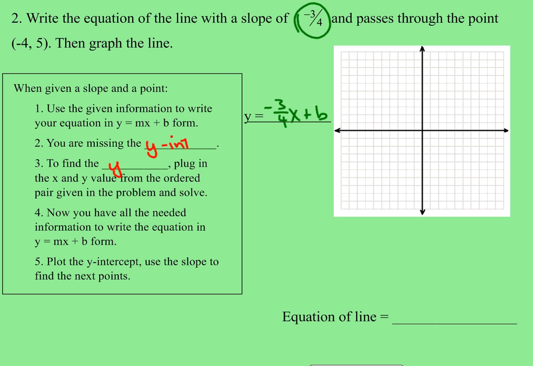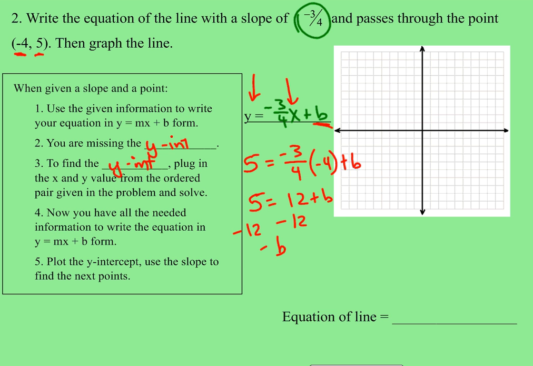I'm missing the y-intercept and I don't know what that is. To find the y-intercept, what I can do is actually put in x and y into here and figure out what b is. All right, I've got one x, I've got one y, -4 and 5. So it's going to be 5 equals -3/4 times -4 plus b. All I did was substitute in the x and the y, and now I just do a little simplifying, a little solving. This is going to be that, -12 minus 12. b is going to equal -7. There we go. We're good.